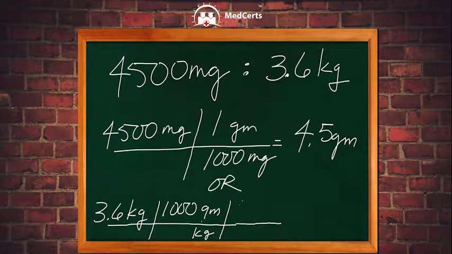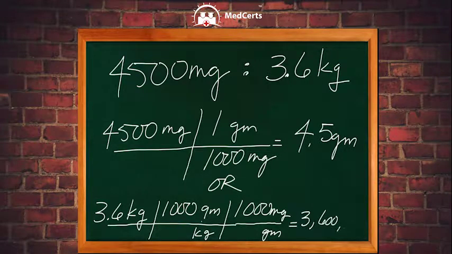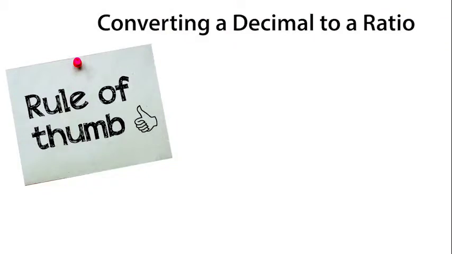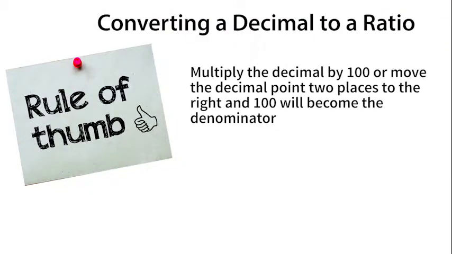And then it takes 1,000 milligrams to equal 1 gram. So my kilograms would cancel, my grams would cancel, and this would give me 3,600,000 milligrams. Now, if we're converting a decimal to a ratio, the rule of thumb is that we will multiply the decimal by 100 or move the decimal point 2 places to the right. And then the number 100 will become your denominator. So remember that going from a decimal to a ratio, multiply by 100, and then 100 will become your denominator.